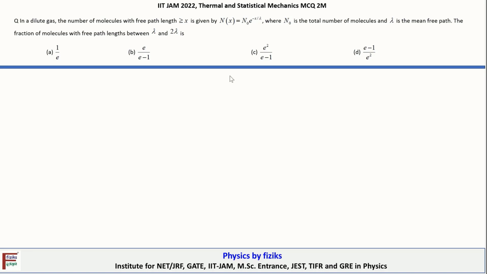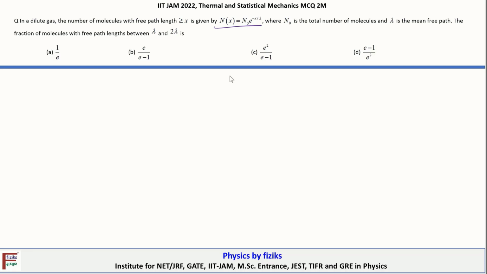Let's continue with the next question. The statement is, in a dilute gas, the number of molecules with free path length greater than x is given by this expression. So basically this is the survival equation, where n naught is the number of molecules and lambda is the mean free path. The question is, the fraction of molecules with free path lengths in the range between lambda and 2 lambda is. Because the hint is already given in the statement of the question, let's try to figure out which one is the correct option here.